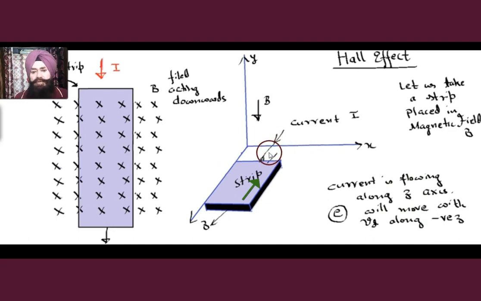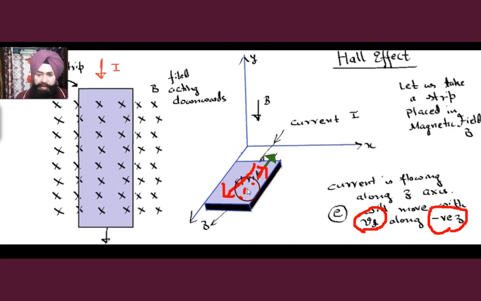So current is flowing along the z-axis. If the strip is of metal, then electrons will move along the negative z direction, with velocity Vd. Vd is the drift velocity along the negative z direction.